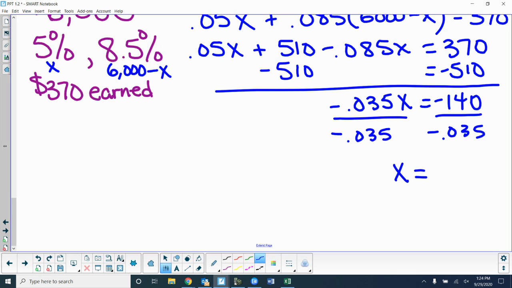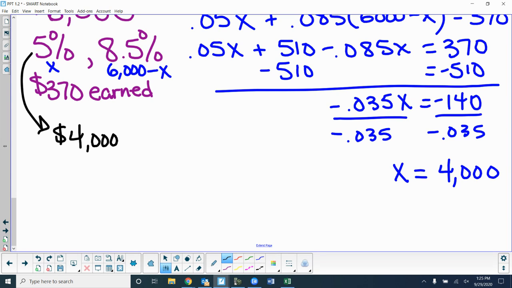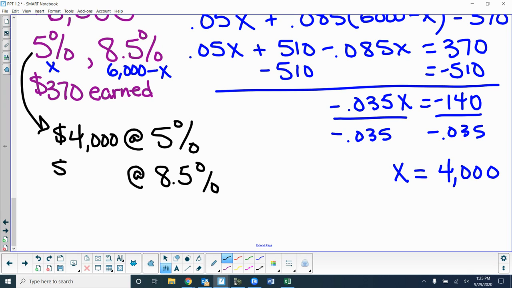So what is that? Is that 4,000, I think? Did someone do it already? 4,000? So $4,000 at 5%. How much at 8.5%? How much is left? 2,000. 6,000 minus 4,000. Okay, so we answered the question. How much was invested at each rate?